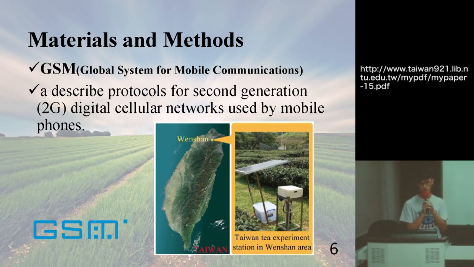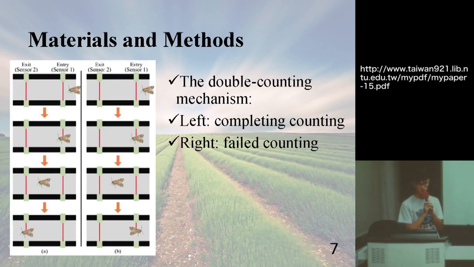And what is GSM? That is a standard describing the protocols for second generation digital cellular networks used by mobile phones. Just like you use a cell phone to send a message. So in this research, the station gets the sensor information, and it sends it back to the center by message. And this is the way that the system counts the bugs.